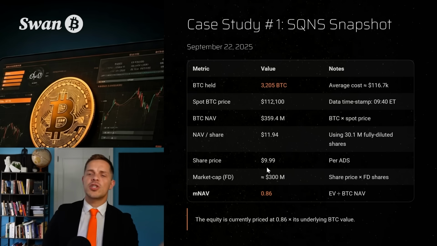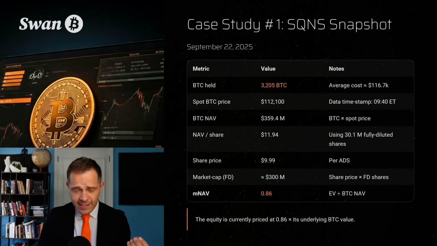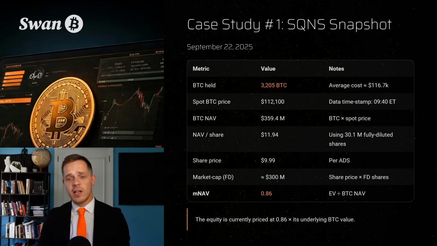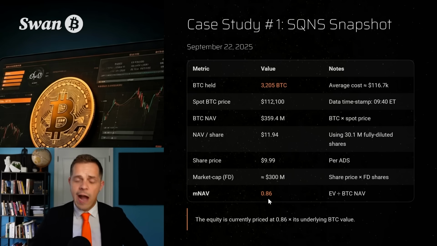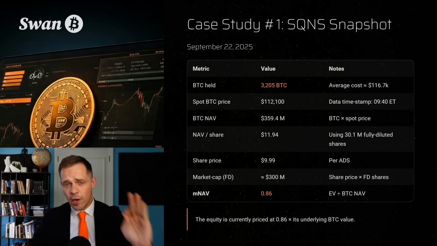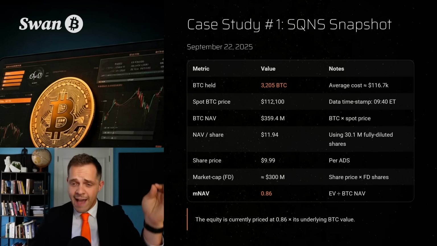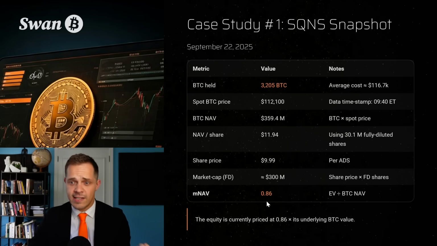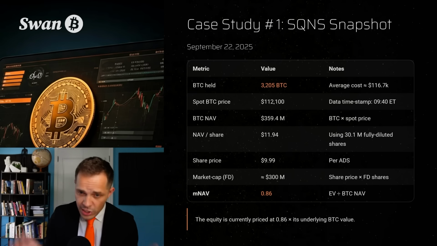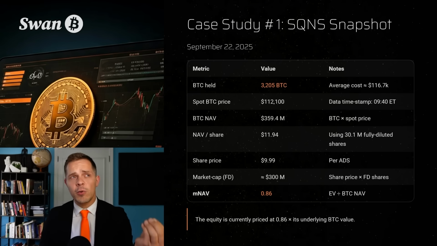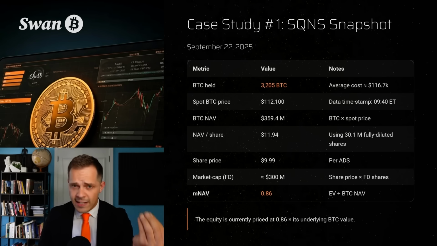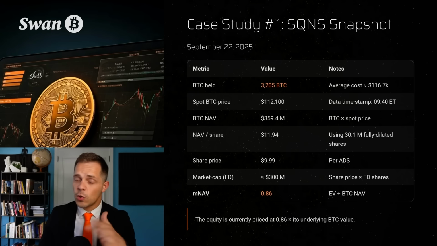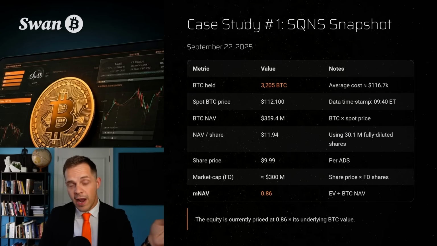So the equity is trading at $9.99 as of right now, which gives us a fully diluted market cap of $300 million. So with our M-NAV reading, we're dividing the enterprise value by the total coin NAV, and that yields an M-NAV of 0.86. Now, in plain English, the market is currently valuing each dollar of Sequans' underlying Bitcoin at 86 cents through the equity lens. So what that means is that investors can buy $1 of Bitcoin exposure for 86 cents.